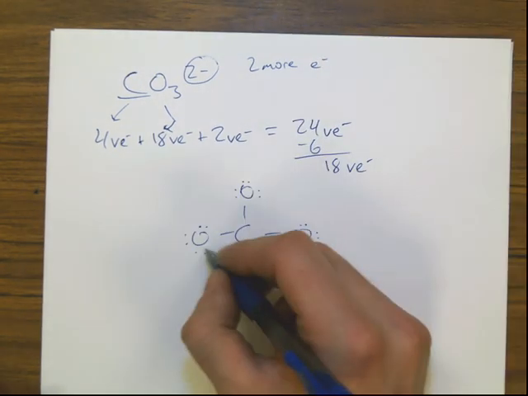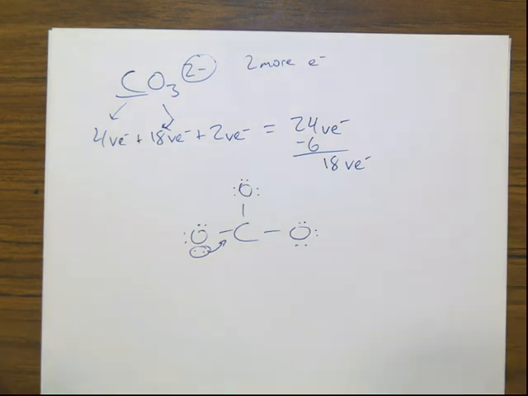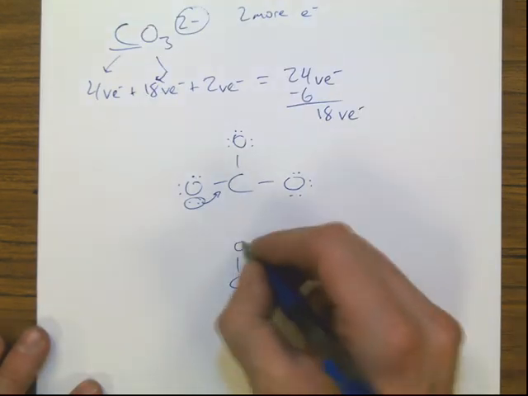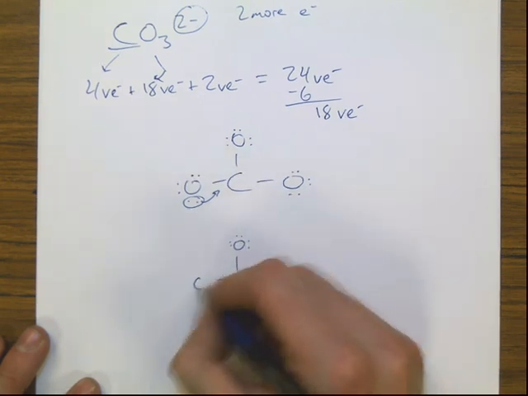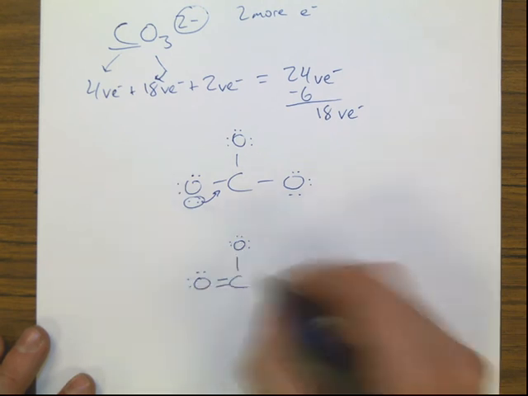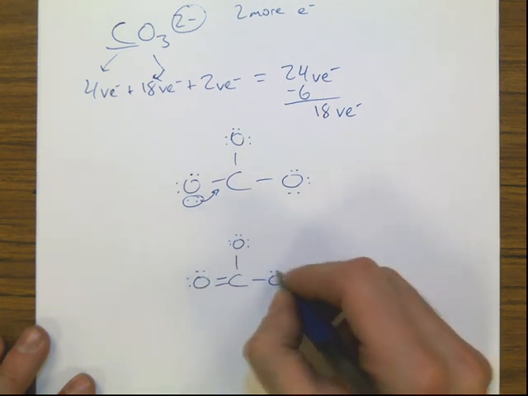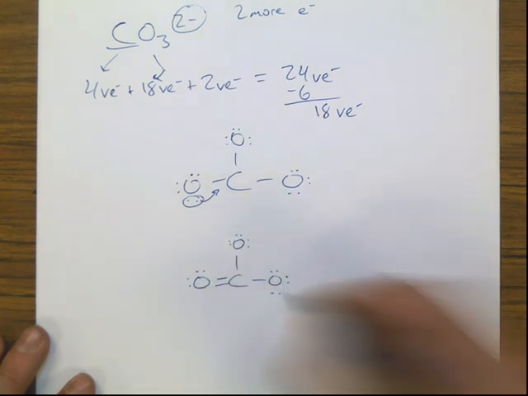So let's bump 2 of these valence electrons. I could have picked any oxygen. It actually doesn't matter. And now I have a double bond between one of the oxygens and carbon. And now everyone has an octet.